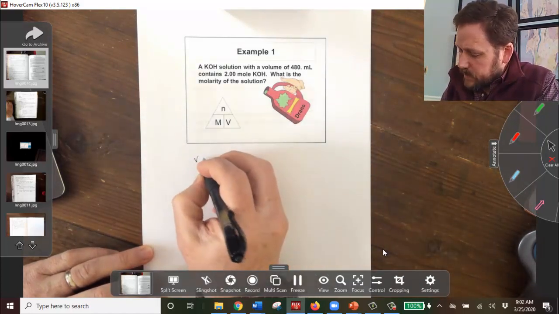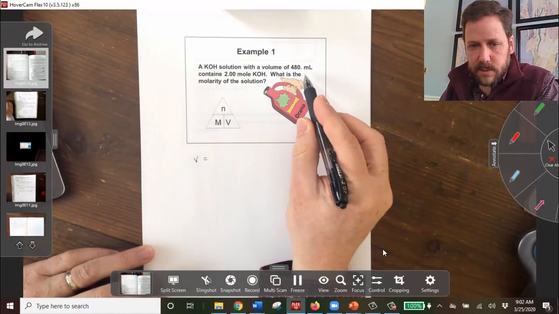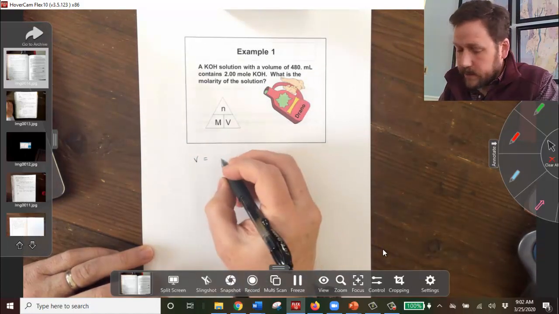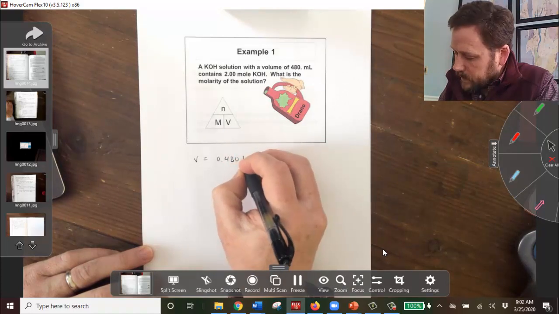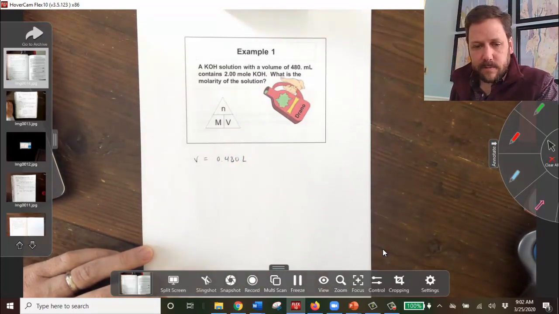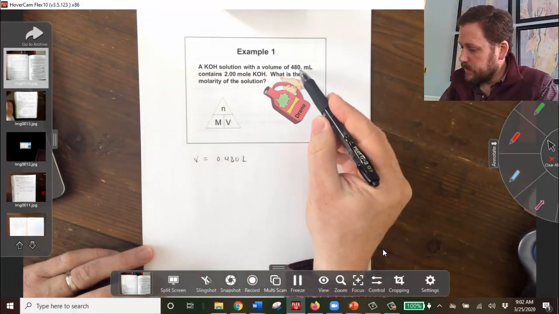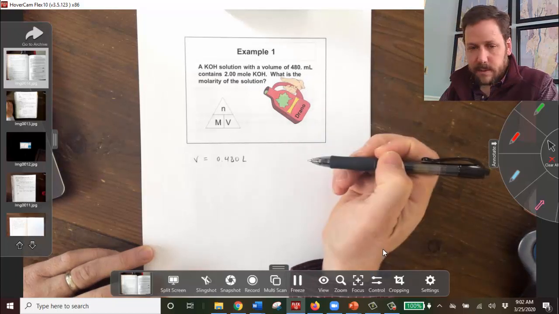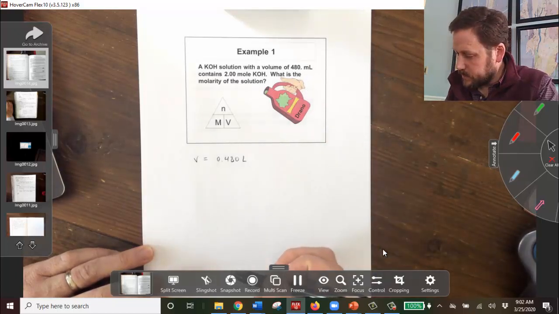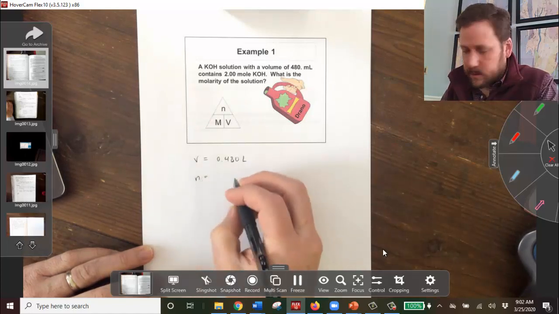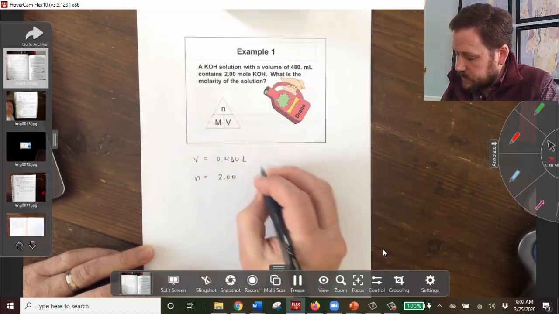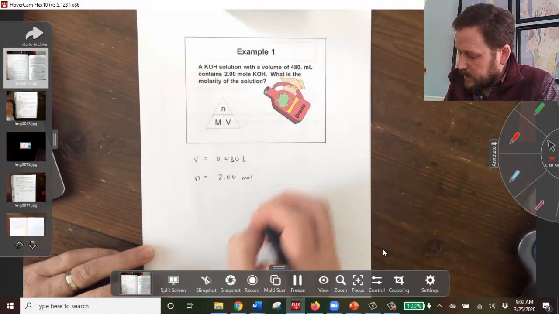So first of all, I identify the volume is given to me. Notice it's given to me in milliliters. I'm going to go ahead and convert that to liters right away. I've kept 3 significant figures there because I was given 3 significant figures to begin with. 480 mL is 0.48 liters. And I'm also given a mole amount. The number of moles here is 2, and that's also 2 significant figures.